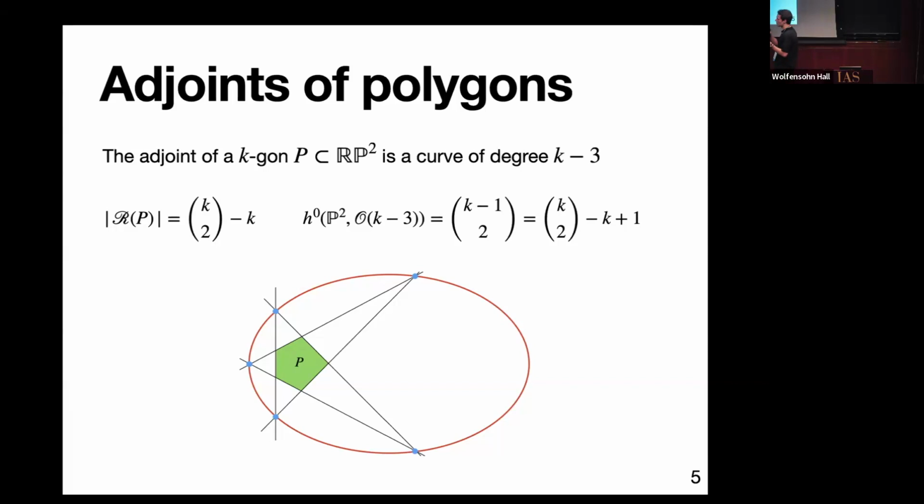That means all pairwise intersections of the edge lines minus the vertices. And the number of degree k minus 3 ternary forms is the same number plus 1. So you have just enough interpolation conditions to uniquely define the red curve in this picture.